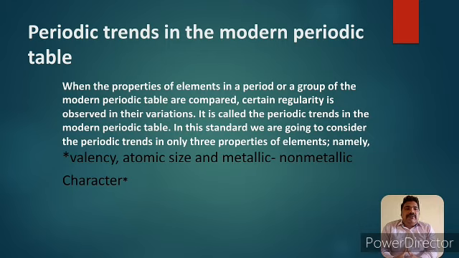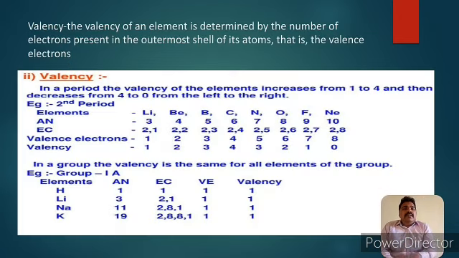In this standard, we are going to consider the periodic trends in only three properties of elements, namely valency, atomic size, metallic and non-metallic character. Valency. The valency of an element is determined by the number of electrons present in the outermost shell of its atom, that is the valence electrons.